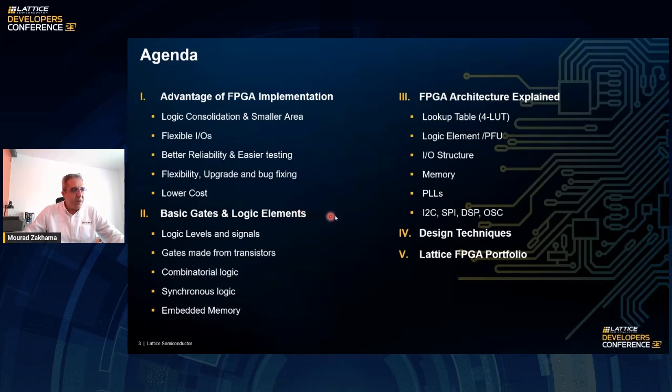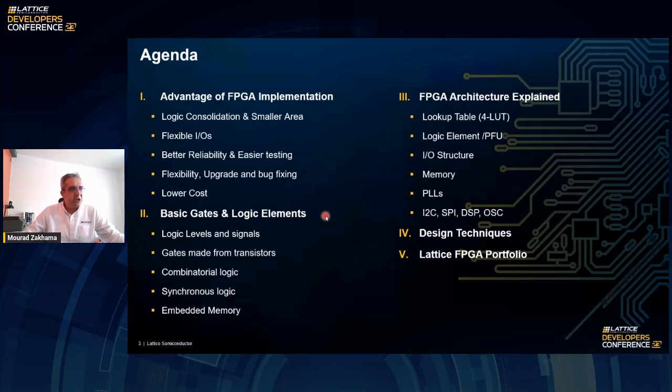And then in section 2, we'll talk about basic gates and logic elements. We're going to go from the basics in terms of logic levels and signals for the IOs, the gates, how they are constructed from transistors, combinatorial logic, synchronous logic. Why do we need synchronous logic? Why do we need combinatorial logic? And embedded memory also, which is a very fundamental component in FPGAs.